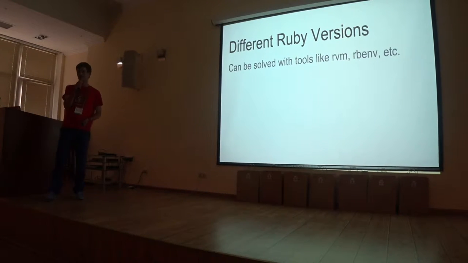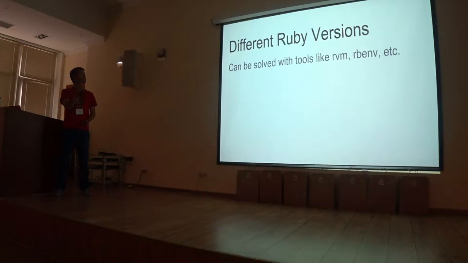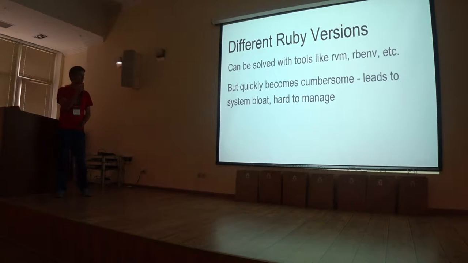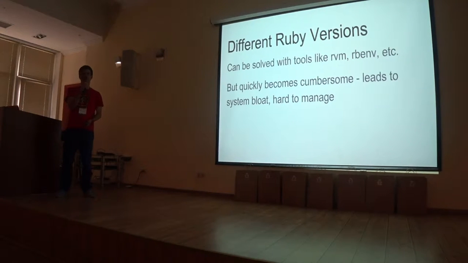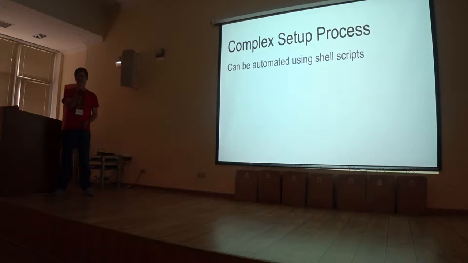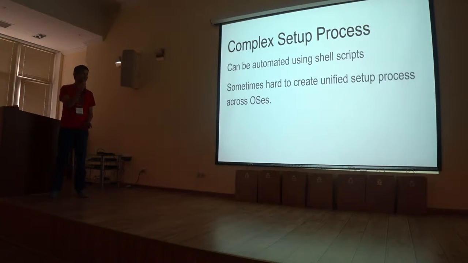I suppose the first one everybody faces is different Ruby versions for different applications. It can be solved with tools like RVM, RBENV, etc. But it leads to system bloat. For example, if you have 10 versions of Ruby hanging around, with hundreds and hundreds of gems in each version of Ruby, it's very bloated. A complex setup may have long scripts to set up your environment and can behave differently in different operating systems. It's very hard to do it across operating systems.